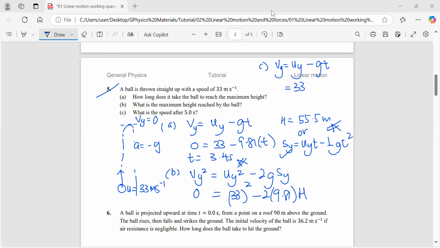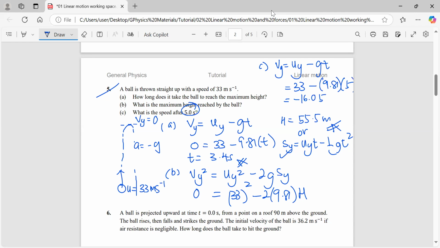Okay, back to this. We know the initial speed is 33 minus 9.81 multiplied by the time, 5 seconds, because we want to find the speed after 5 seconds. When you work it out, you get 16 point something. In fact, you get minus 16.05. That shows the object is already on the way coming down.